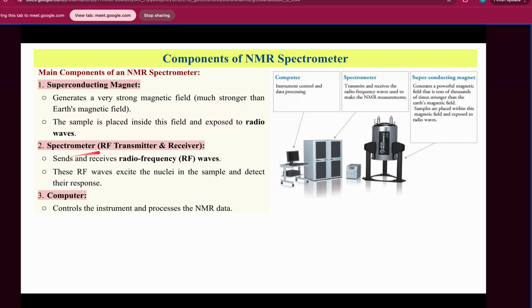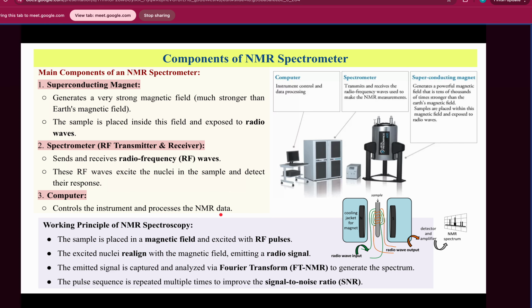The second component is the spectrometer, or RF transmitter and receiver, which transmits the radio frequency waves and also receives them in the end after they come back from the molecule. These RF waves excite the nuclei in the sample and detect their response: how the nuclei are behaving, how the spin state is being changed, and what is happening. That is the work of the spectrometer, which detects the changes. And the last component is the computer, which controls the instrument and processes the data coming from the spectrometer.